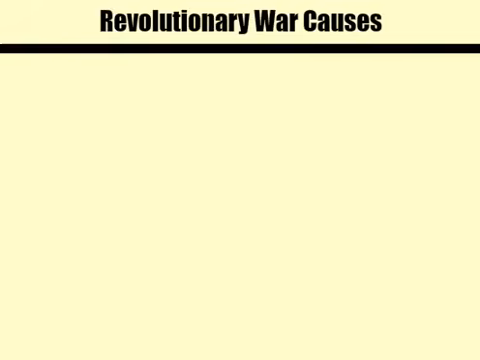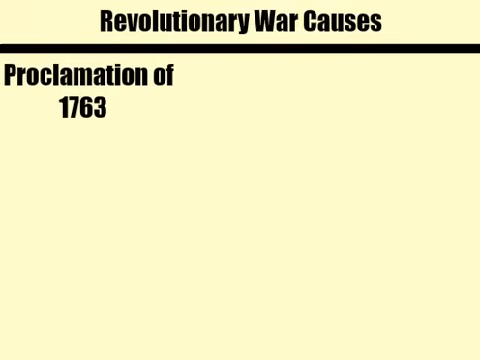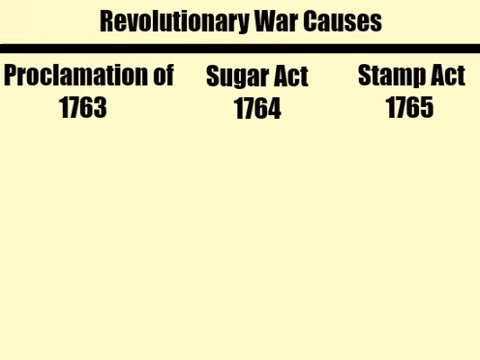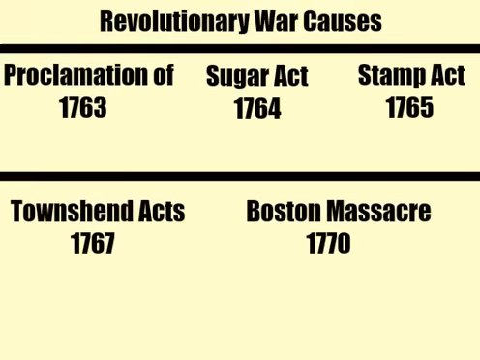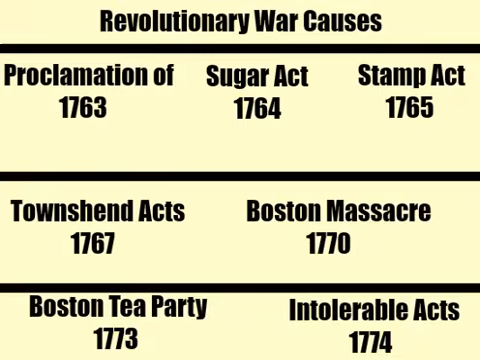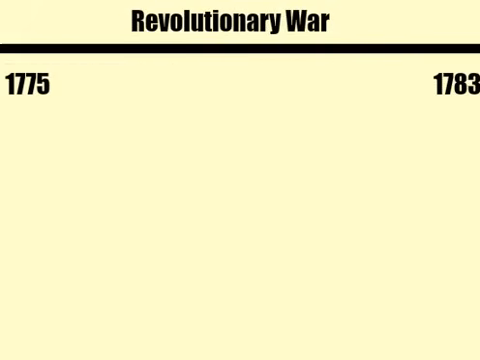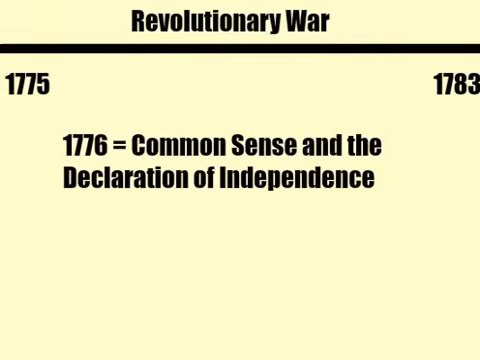Then came all of those causes of the American Revolution: the Proclamation of 1763, the Sugar Act, the Stamp Act, the Townshend Acts, the Boston Massacre, the Boston Tea Party, the Intolerable Acts, and ultimately the beginning of the Revolutionary War. In 1776, you get Common Sense as well as the Declaration of Independence.